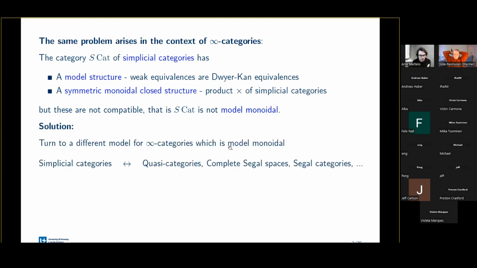And the solution, if you will, in the context of infinity categories is to move to a different model for infinity categories, which is model monoidal. So simplicial categories can be replaced by quasi-categories, complete Segal spaces, Segal categories. All of these are model monoidal.